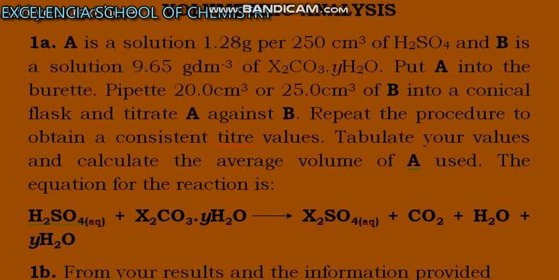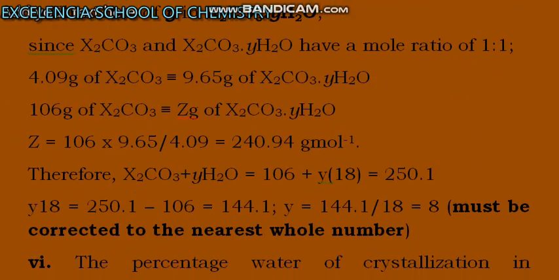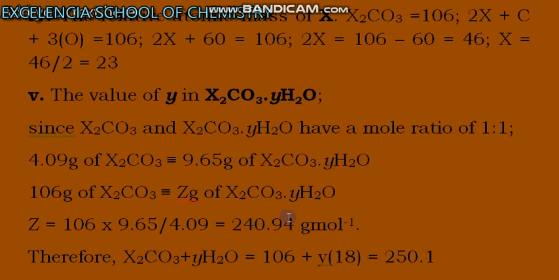Having noted that, we have to relate them. If 4.09 gram per dm cube for the anhydrous came from 9.65 gram per dm cube of the hydrated salt or portion of the sample, then it means that 106 grams of the anhydrous substance should be related to Z gram. We make Z the subject of formula by cross multiplying, as you can see here. So we see that the molar mass of Z is 240.94 gram per mole. If you are told relative molecular mass, please forget the unit. Do not forget to take note of that.